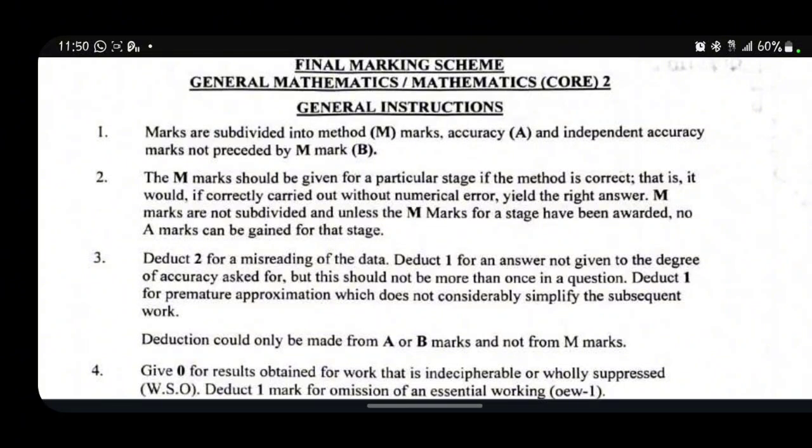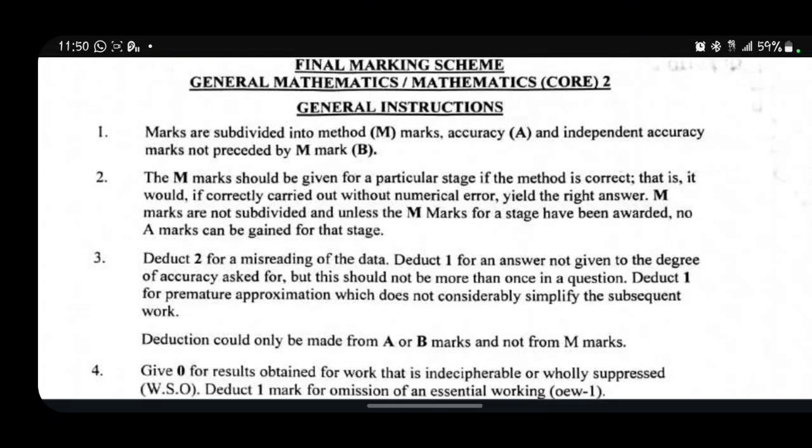The M marks should be given for a particular stage if the method is correct. So when you follow through the right method of solving the particular problem you're given, then the M marks will be given to you. If the method is correct, that is, if correctly carried out without numerical error, it would yield the right result.